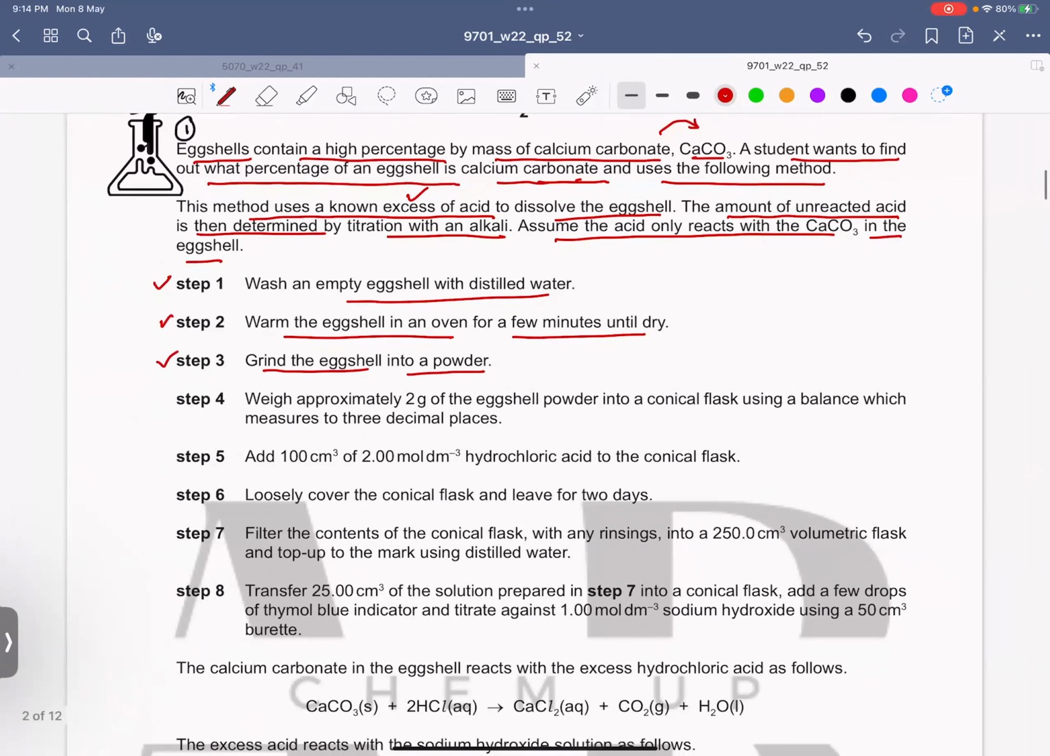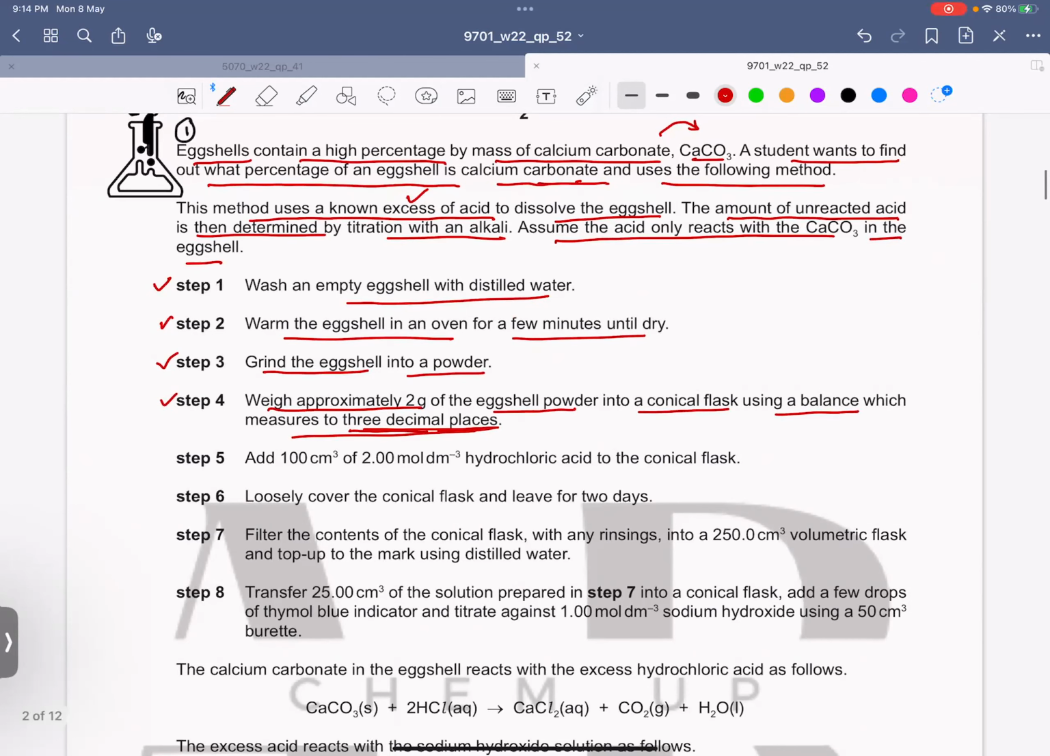Step number 4, weigh approximately 2 grams of eggshell powder into a conical flask using a balance which measures to 3 decimal places. So see, they have given you the information that the balance is of 3 decimal places. So it might be that they are going to ask you about the error. Let's see.